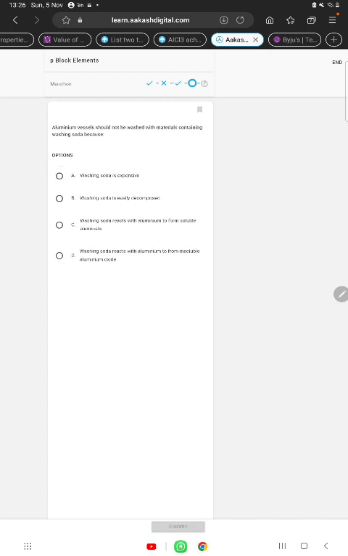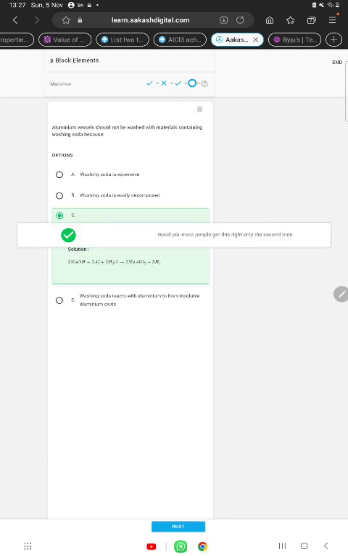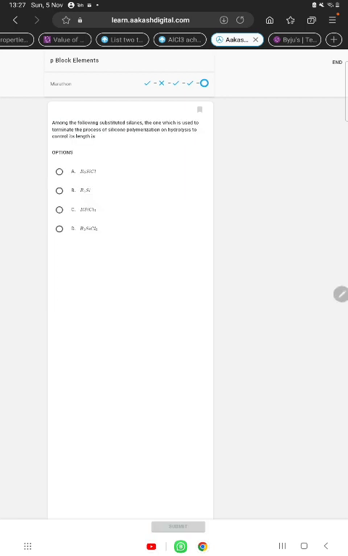Aluminium vessels should not be washed with the material containing washing soda because washing soda is basic, so it forms soluble aluminate. Washing soda reacts with aluminium to form soluble product. Option C, that is correct. NaOH. Aluminium should not be washed with material containing washing soda. NaOH plus Al gives NaAlO2.